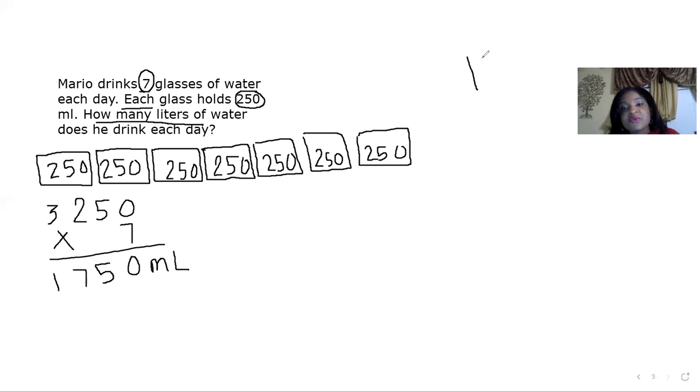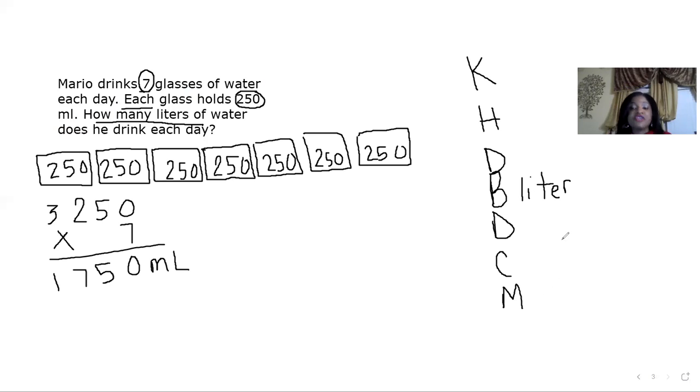When I was in school, I learned it this way. King Henry died, this is your base, drinking chocolate milk. And there are a lot of little sayings that will help you. But our base here is our liter. That's what we want to change it to. And we're right now at milliliter. And we're changing it to liter.